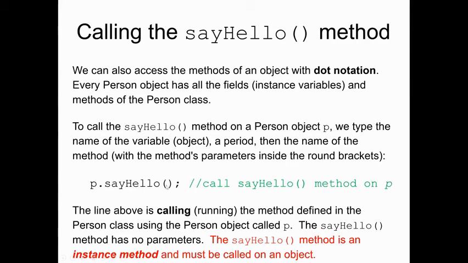This one doesn't take any parameters, so when we executed this code, the call to say hello would just print, hello, my name is Rhonda, or whatever the object's name was. The line above is calling or running the method defined in the person class using the person object P. So say hello has no parameters. The say hello method is an instance method and must be called on an object.